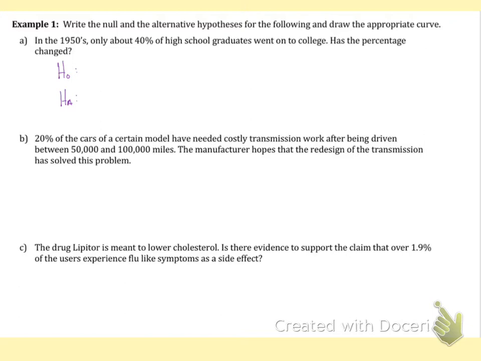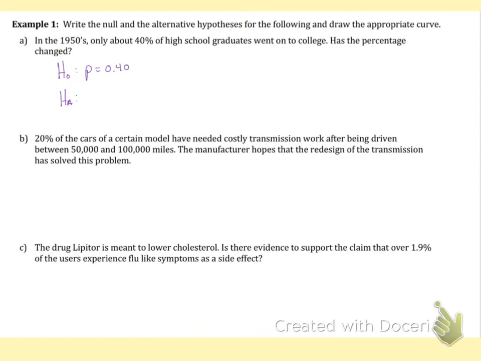Let's look at part A here. It says, in the 1950s, only about 40% of high school graduates went on to college. Has the percentage changed? We would imagine that this 40% is already established, and we're taking a sample and seeing if the proportion has changed. The null hypothesis is always that nothing has changed. In this case, it would be that the population proportion continues to be 40%, or 0.4.